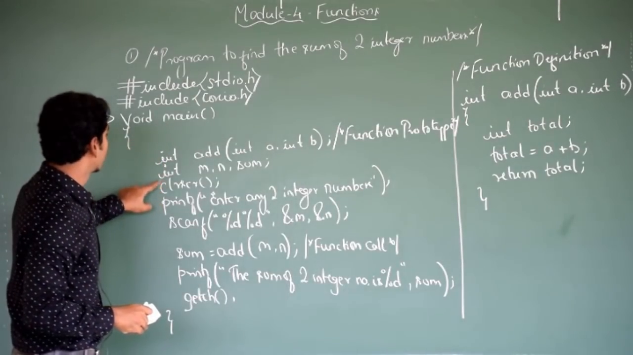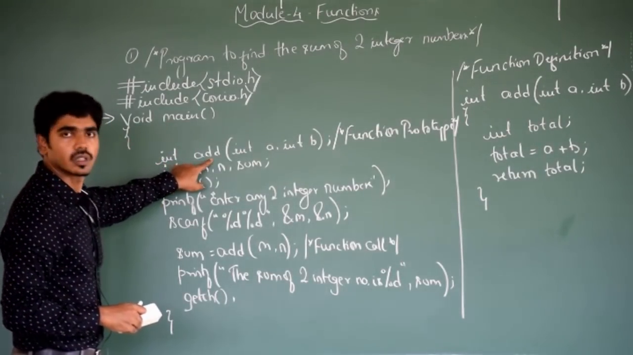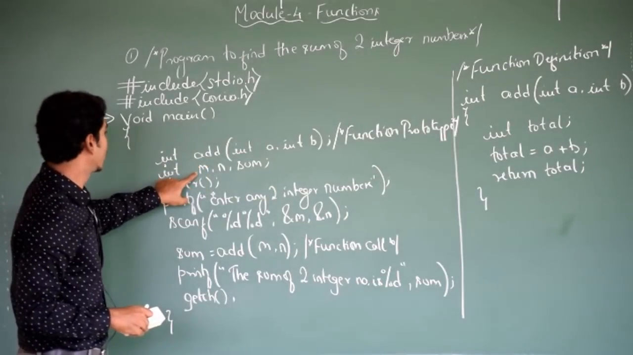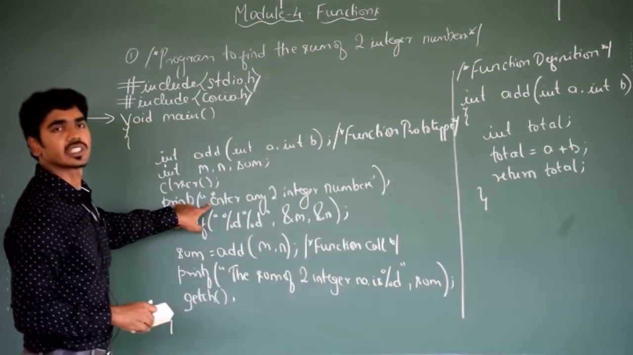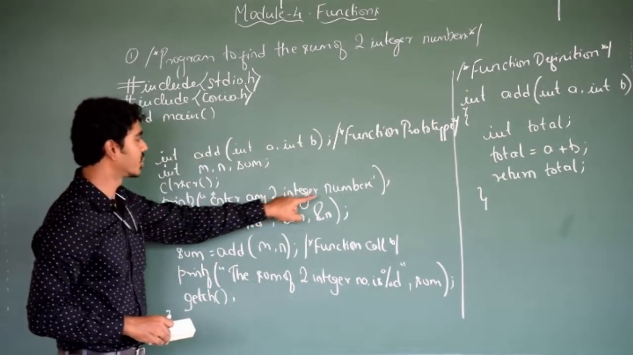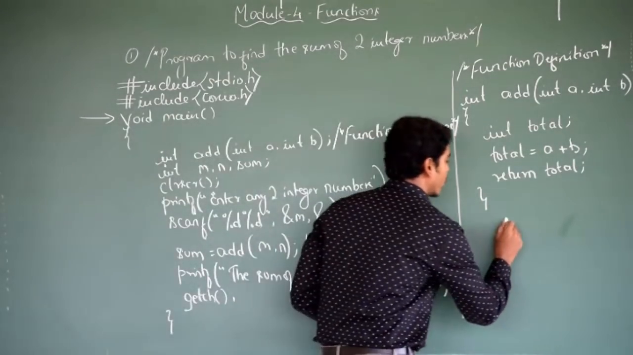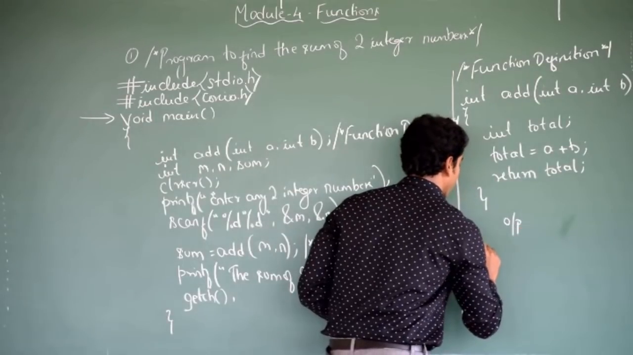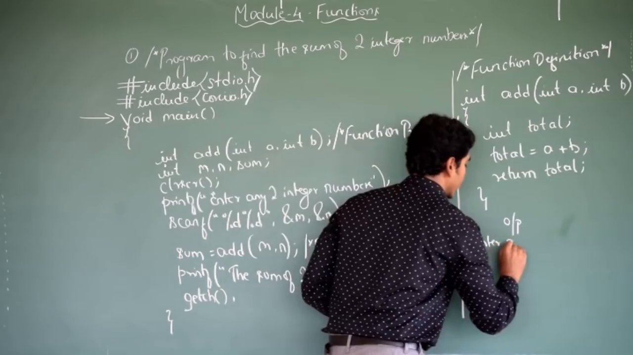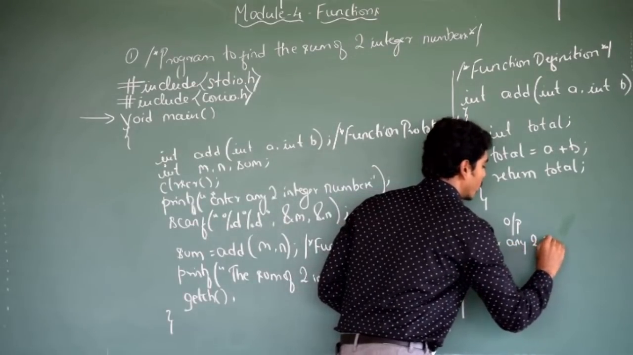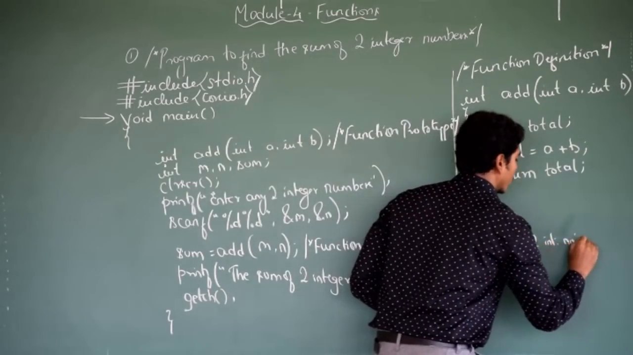Then we have declared the user-defined function. We have declared the variables. Clearing the screen, the first printf statement says enter any two integer numbers. So the output we get here is the first printf message, enter any two integer numbers.